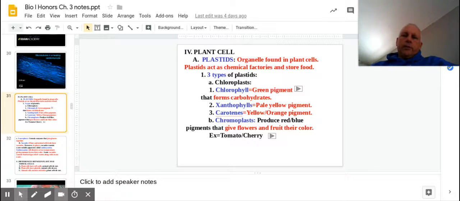The big thing is, what's the difference between a plant and an animal cell? And the big thing is plastids. Plastids are only in plant cells, and that's what makes photosynthesis work. That's why plants can make their own food. They're chemical factories, and they come in three categories. There's three types of plastids: chloroplast, leucoplast, and chromoplast are the three biggies. You can see it on the screen there.